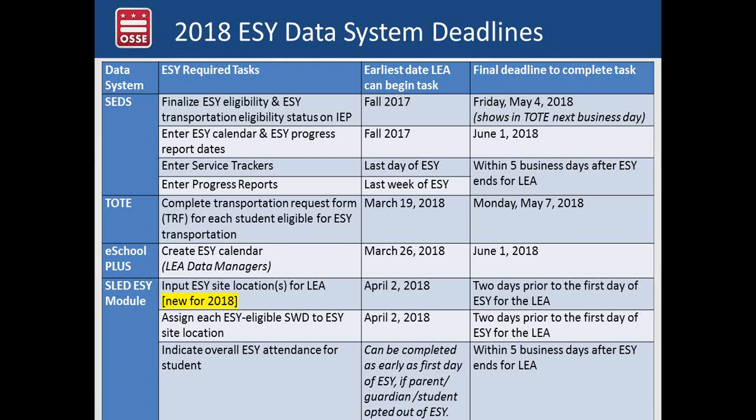There are certain tasks that have to be done to prepare for ESY in SEDS. Most importantly, what you should be working on right now is making sure all of your students' IEPs are up to date and accurate for their ESY status, whether it says yes or no for ESY, and whether it says yes or no for ESY transportation. That is something you should have been working on throughout this whole school year as each student's annual IEP meeting has come up. Of course, if their IEP meeting is over and you need to change the status, you can easily do that through the IEP amendment process.